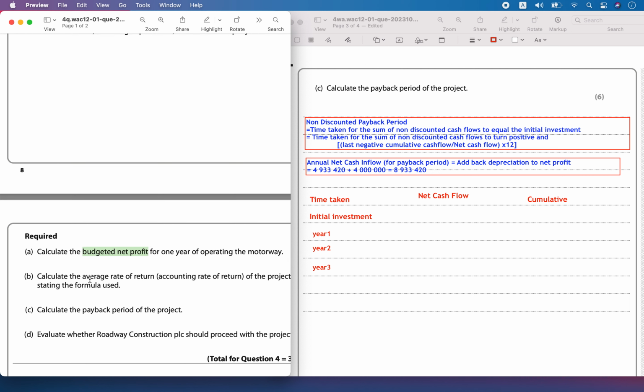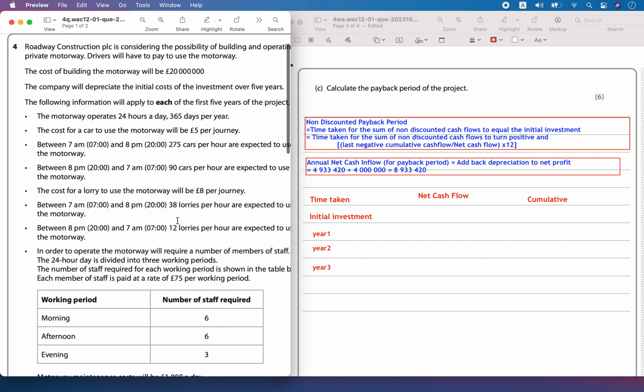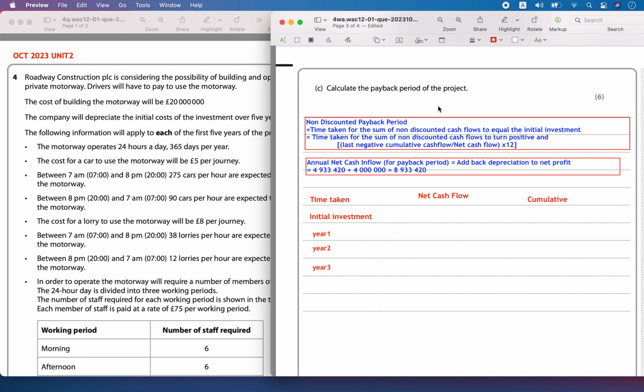So in part A question we had calculated budgeted net profit. In part B, we had calculated the average rate of return from this project. In the third part, we have been asked to calculate the payback period for the project. How many years will it take to recover the initial investment cost is the payback period. So for the non-discounted payback period, you will calculate the time taken for the cash flows to become equal to the initial investment.